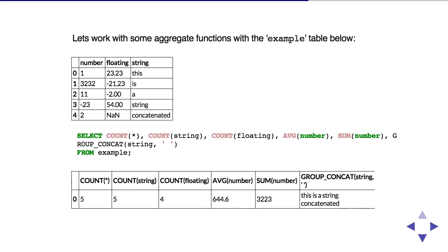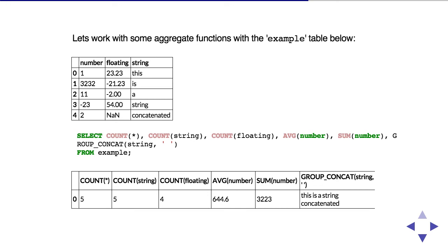But there's only four non-null values in the floating column here, so it just returns 4. That null value in there gives you nothing. And the average of that number column gives you that value there. Sum gives you what you expect.